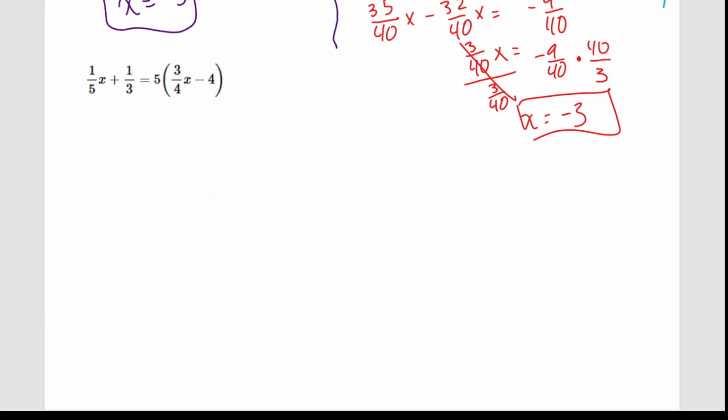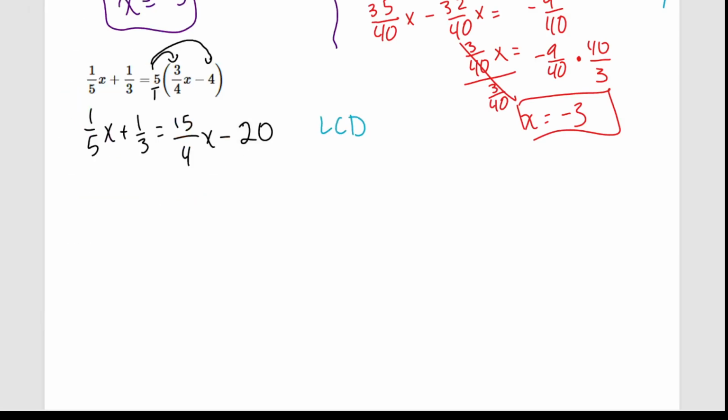So for this one, I would recommend going ahead and just distributing first. So I would distribute the 5 to the 3/4 x and the 5 to the negative 4. I'm going to drop down the other terms. 5 times 3/4, remember that 5 is secretly over 1. I would do 5 times 3 to get us 15, 1 times 4 to get us 4, minus, and then 5 times 4 is going to get us 20.